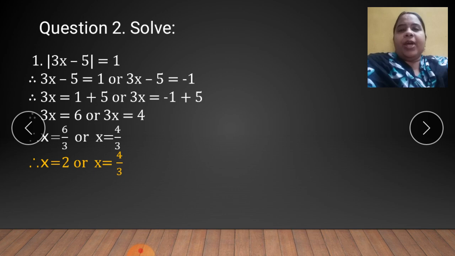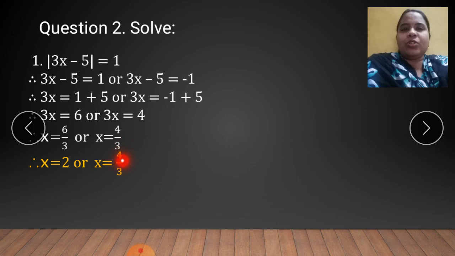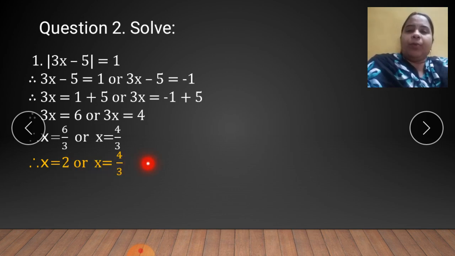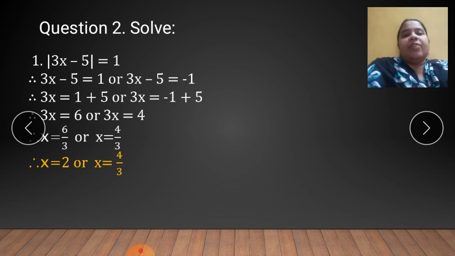So 3x minus 5 is equal to 1. Shift this minus 5 this side, it becomes plus 5. Here also minus 1 plus 5. 1 plus 5 is 6, minus 1 plus 5 is 4. So x is equal to 6 upon 3 or x is equal to 4 upon 3. Since this can be reduced to 2 and this cannot be reduced, write it as 4 upon 3. So the final answer will be x is equal to 2 or x is equal to 4 upon 3. I hope you have understood all the steps. Yes? Okay. Write it fast and we move on to the next question.